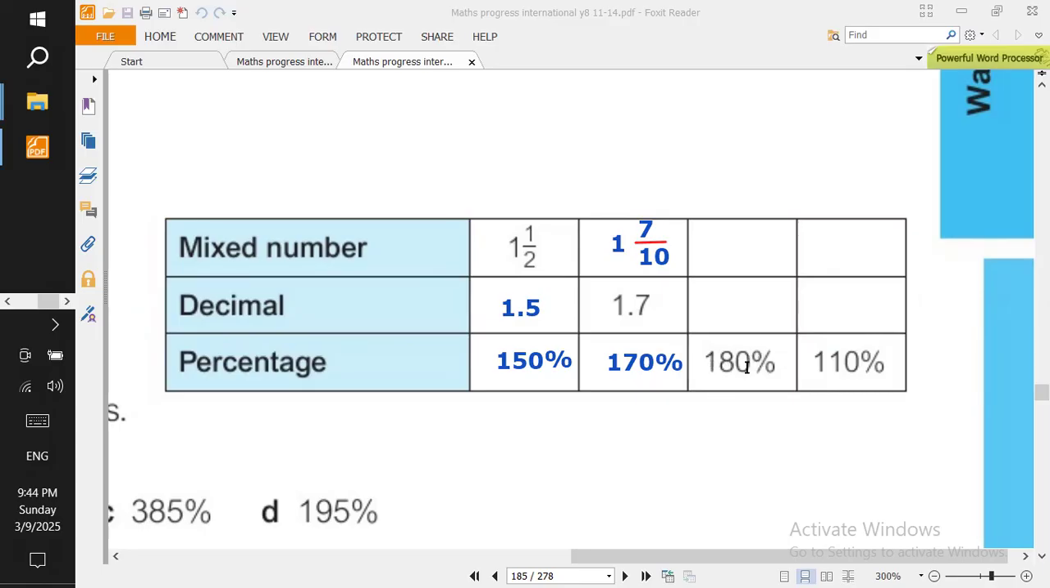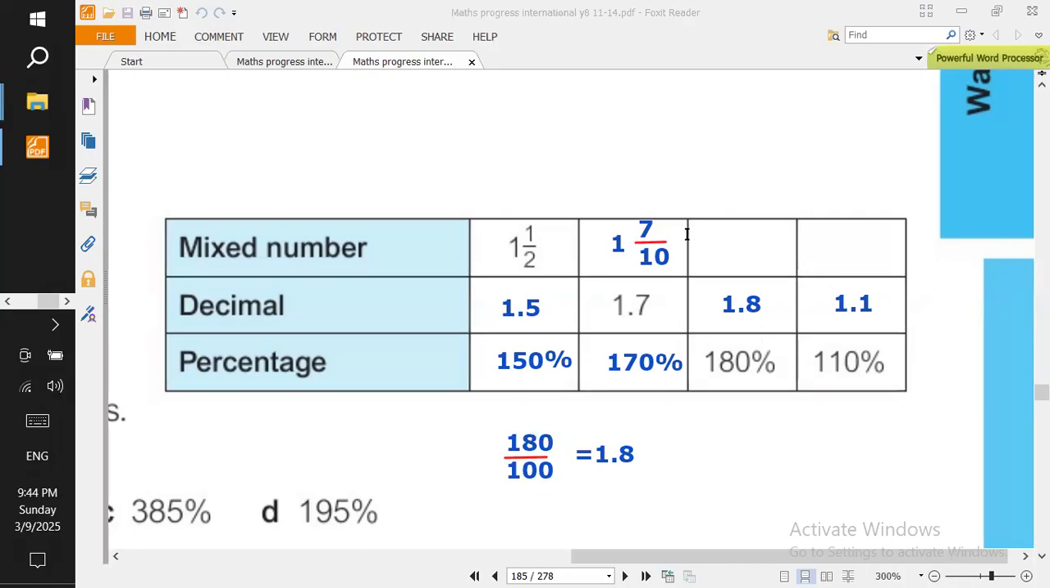Now, let me show you how you turn this into decimal. Basically, 180 over 100, like this. This is the fraction. So it's an improper fraction. It means you have to turn it into a mixed number. First, let's turn it into a decimal. When you divide it, it will be 1.8, like this. So the decimal will be 1.8. So this means that this one will become 1.1.